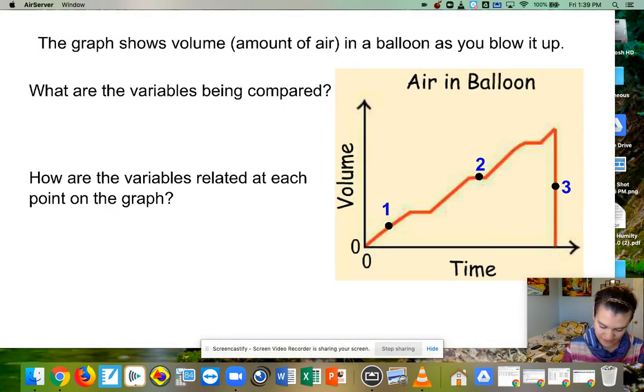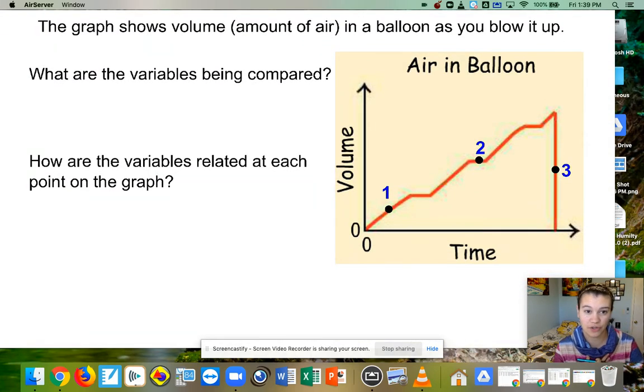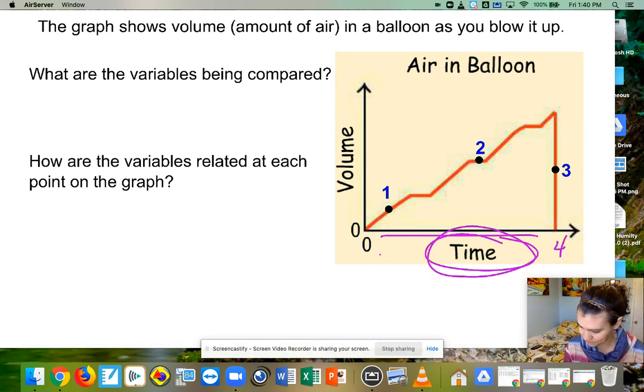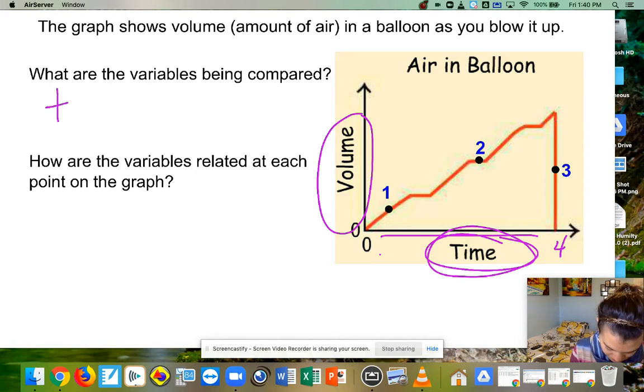All right, so some more graphs. Here's a graph. It shows the volume of the air in a balloon as you blow it up. So you're sitting there with a balloon and you're blowing it up, and this is the graph of what happens. So this would be like 0 to say 4 seconds, and volume is increasing as it gets bigger and bigger. So what variables are being compared? The time and the volume. So there's going to be the two axes or the two edges of your graph. So time and volume.